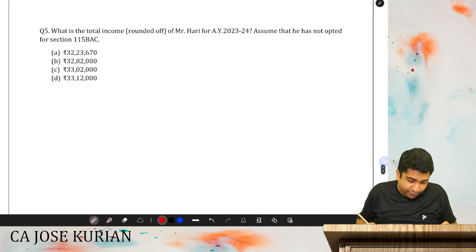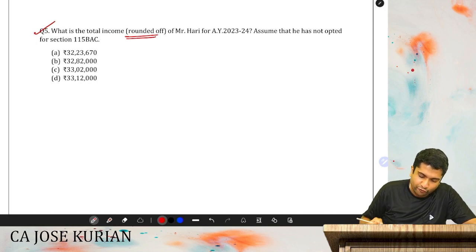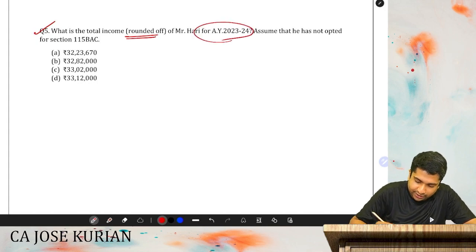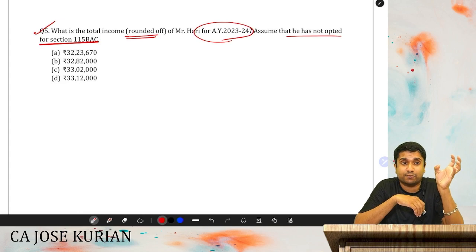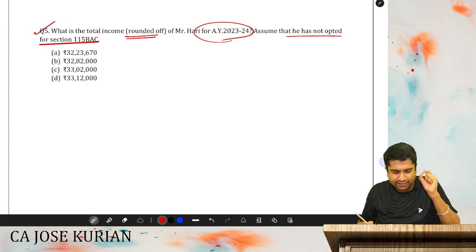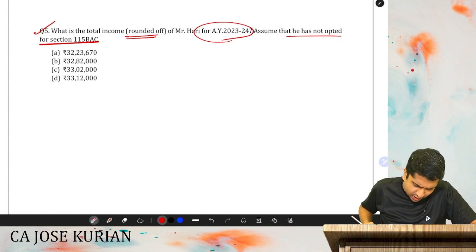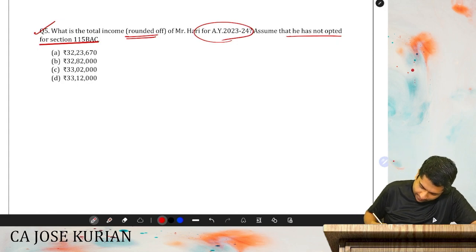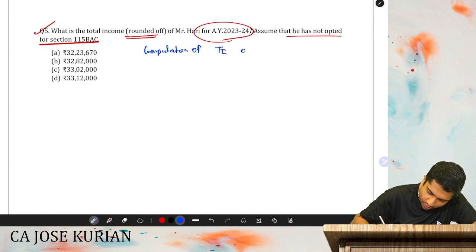What question number 5 says: what is the total income, rounded off, of Mr. Hari for assessment year 23-24? Assume he has not opted for 115BAC. So he hasn't taken the new slab rate which is mentioned under 115BAC. Then what will be his total income? All right, so let's compute the total income of Mr. Hari. So I will write a note here, computation of total income of Mr. Hari.